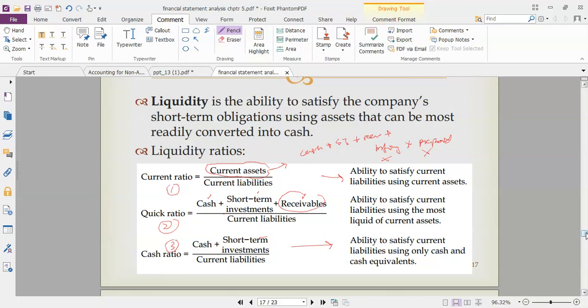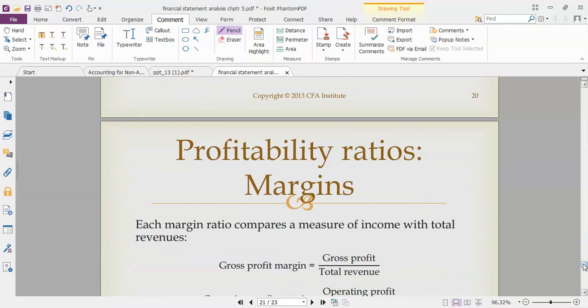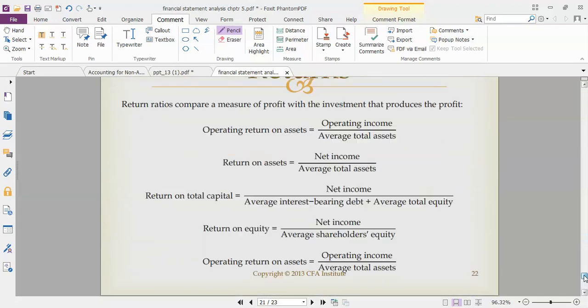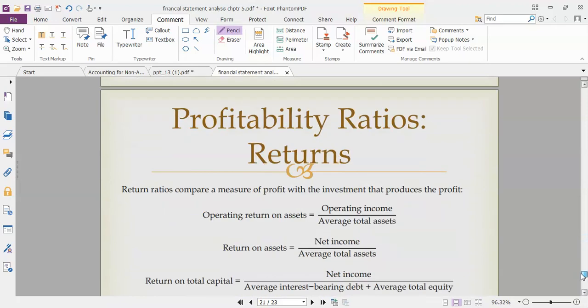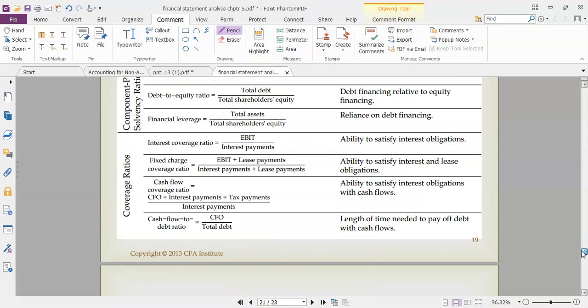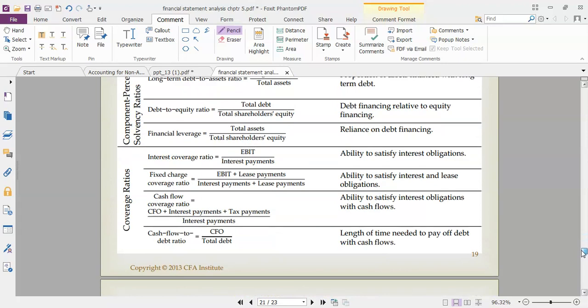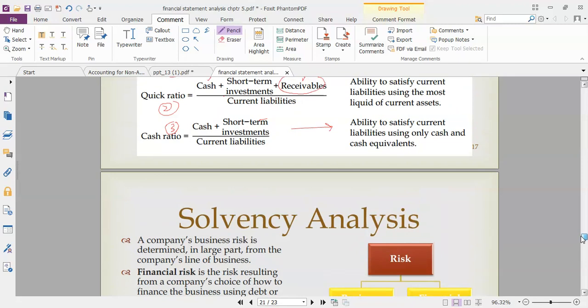How many slides left? Solvency, profitability, there is a lot. The other two, profitability and solvency, we will discuss in next week's class. Is that okay?